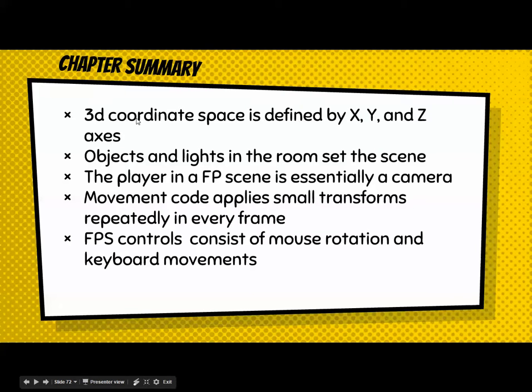Okay, here's a chapter summary. 3D coordinate space is defined by X, Y, and Z axes. Objects and lights in the room set up the scene. The player in a first-person scene is essentially a camera. Basically, it's like a block or a capsule with a block on it, with a camera on his head. Movement code applies small transforms repeatedly in every frame. So just like a movie, everything moves just a little bit each frame. First-person scene controls consist of a mouse rotation and a separate keyboard movement.